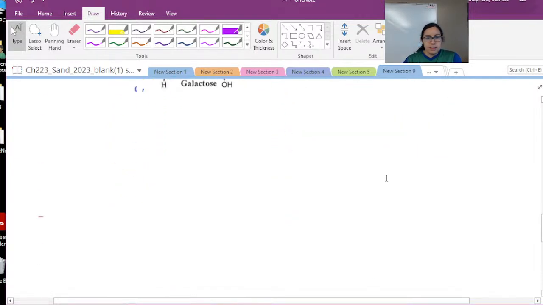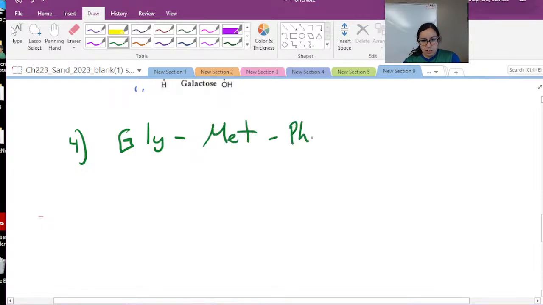Let's see if we can practice. One thing you will have to do is draw an amino acid chain. So see if you can do that with these four.